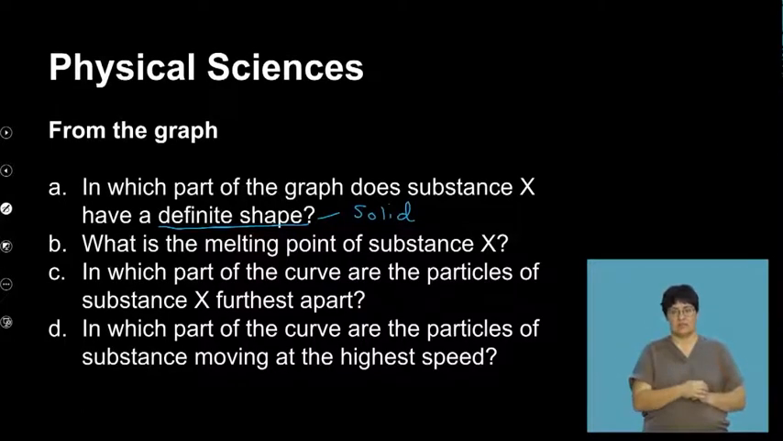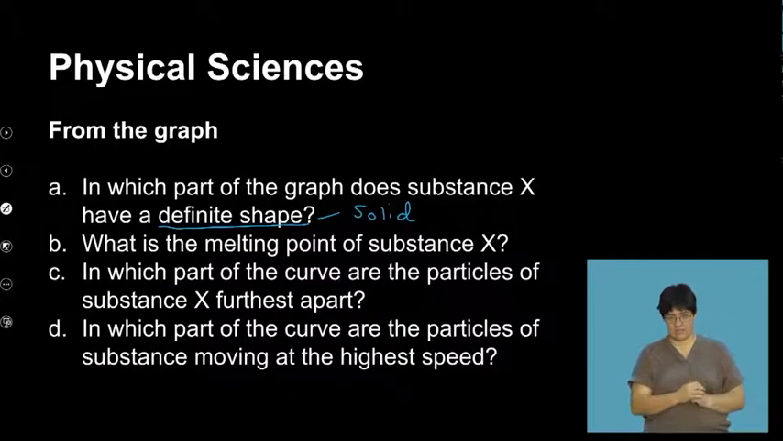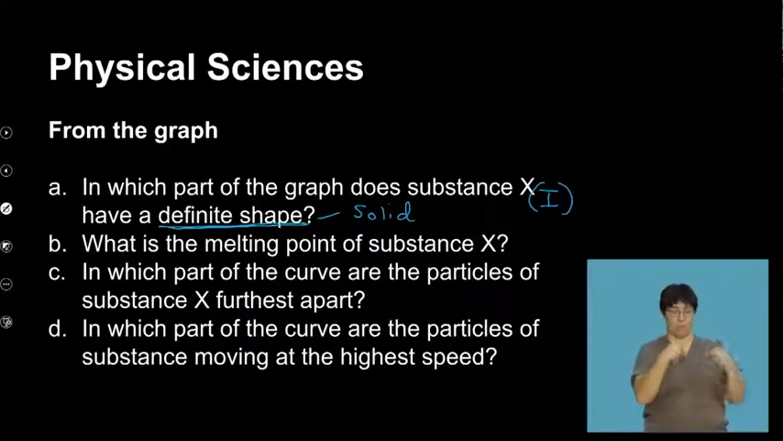So if we go back, we understand that between 0 and 4 minutes, we have the substance in solid form. So that is stage 1 of that graph. On stage 1, we understand that this substance is a solid because we have to relate this property to a particular state of matter, which is the solid. Okay? And then B says, what is the melting point?